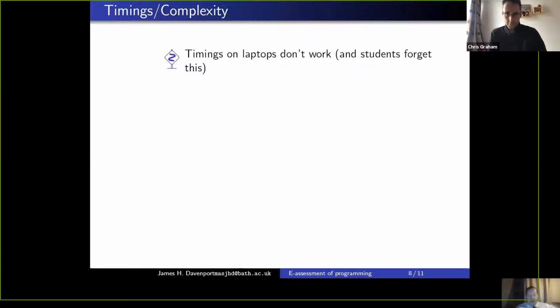Another thing to remember, and this is not well taught, is that timings on laptops don't work. I emphasize this to students. The reason timings on laptops don't work is that when a laptop gets hot, it automatically, without your noticing it, turns down the frequency and runs slower. And you can get some beautiful sinusoidal effects here, and they totally destroy any ability to do sensible timing. I always tell the students this. I warn them that they should use the university mainframe, but they don't.